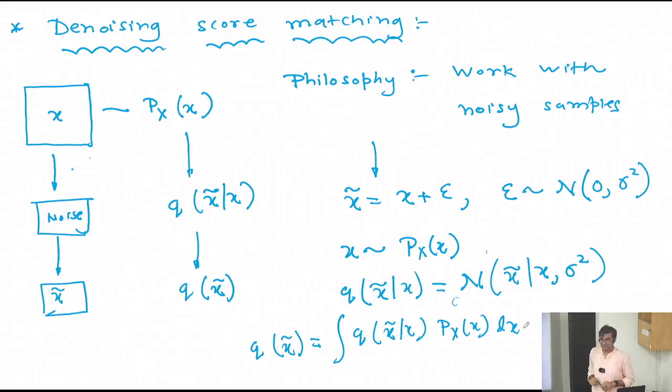Q of X tilde given X, it will be right because you are conditioning on X. That means X is fixed. Whatever is the variance will come. Like linear regression.